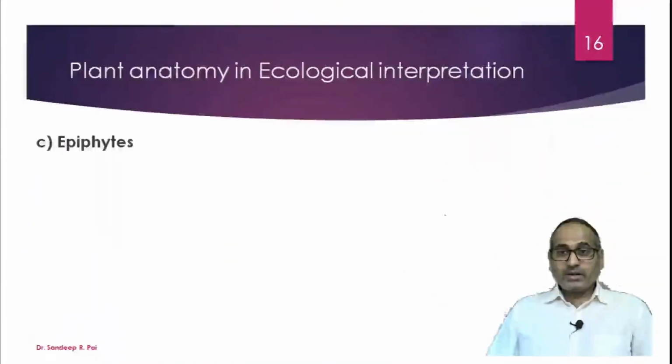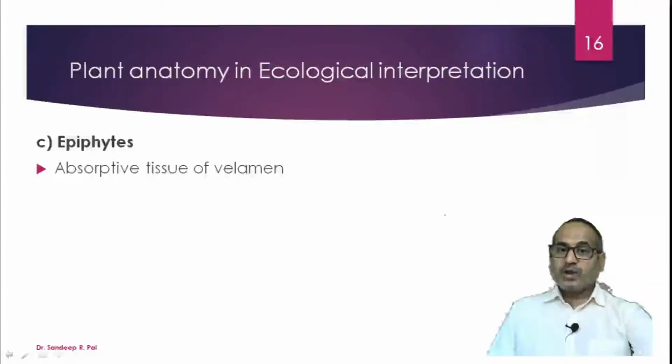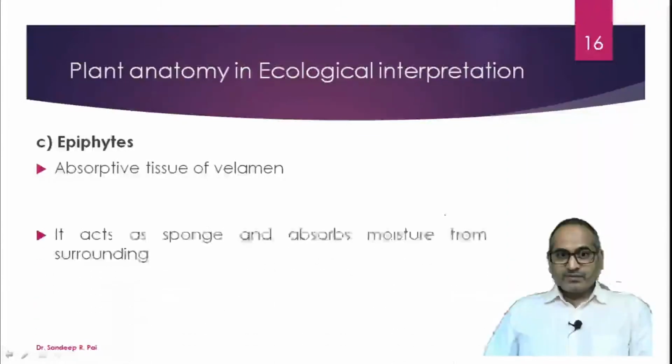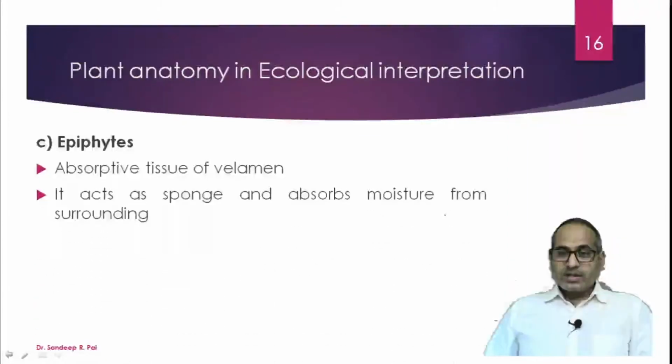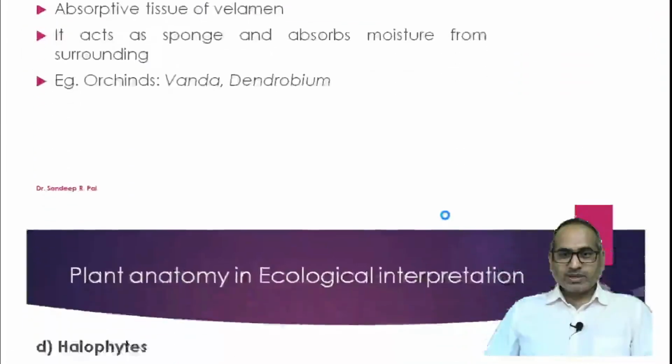Plant anatomy in ecological interpretation of epiphytes. So, what are the characters that we can see in it? The characters would be absorptive tissue of velamen. It acts as a sponge and absorbs moisture from the surroundings. Epiphytes are plants which grow on other plants without harming them. The examples would be orchids like Vanda and Dendrobium. So these are some of the characters which are there in it.